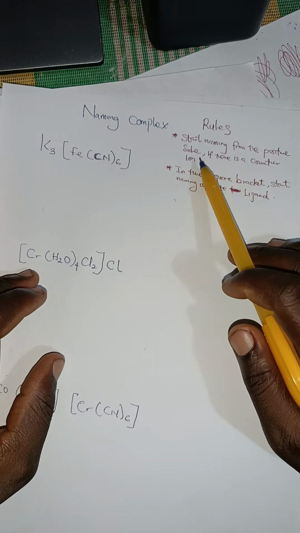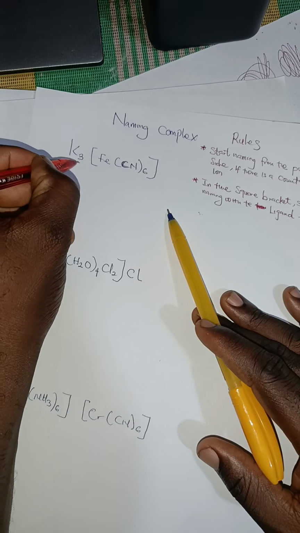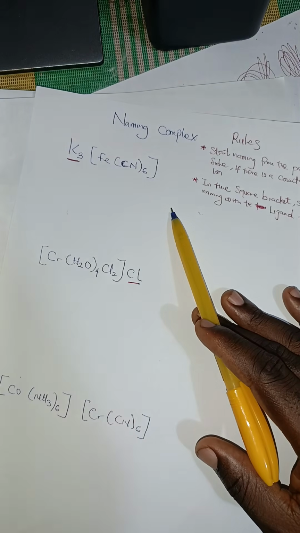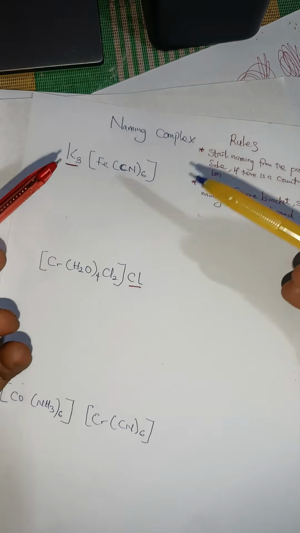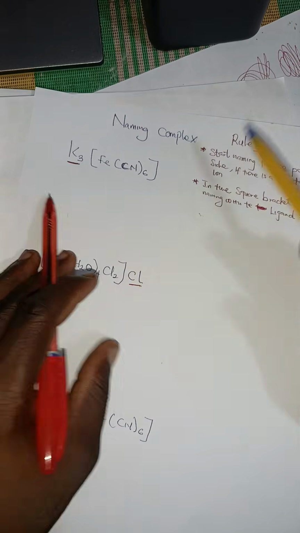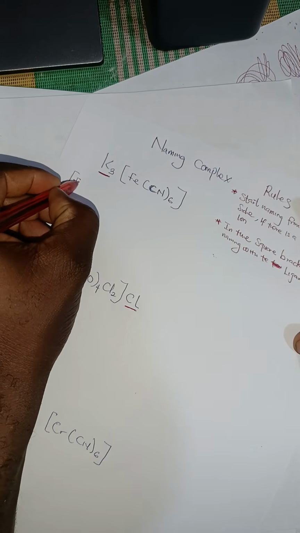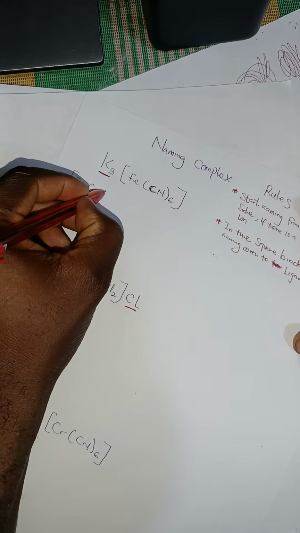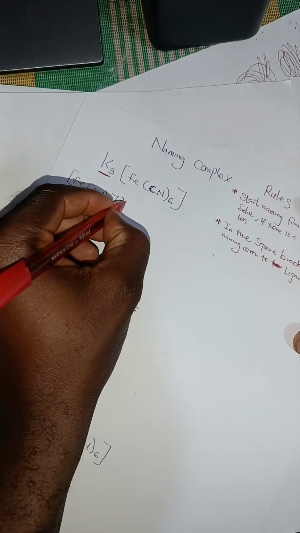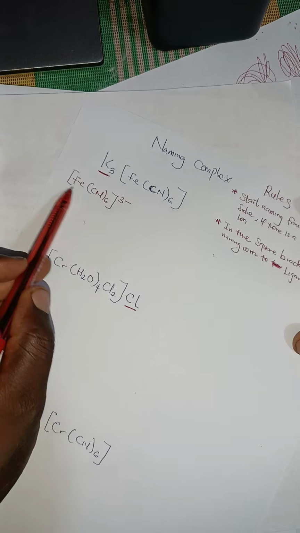If there is a counter ion, and don't forget you should know the meaning of counter ion, this is a counter ion here. Because in some cases, we can have a complex without a counter ion. For example, we can have something like this. Now, this is an ordinary complex ion. You can see that this does not have a counter ion.